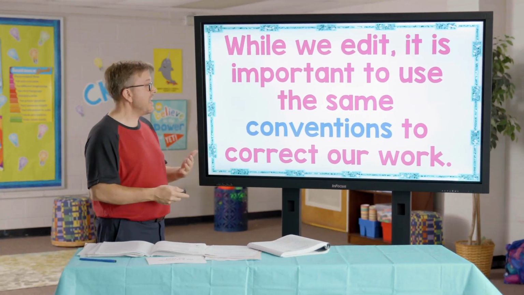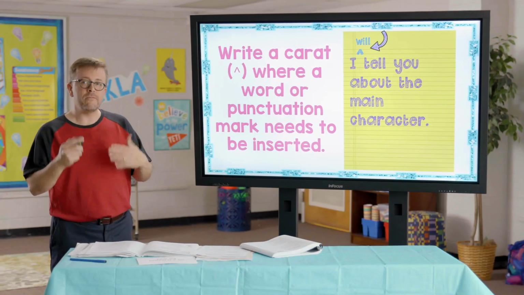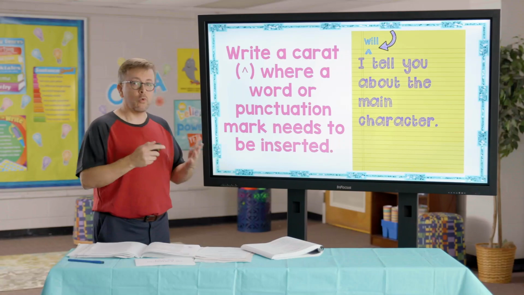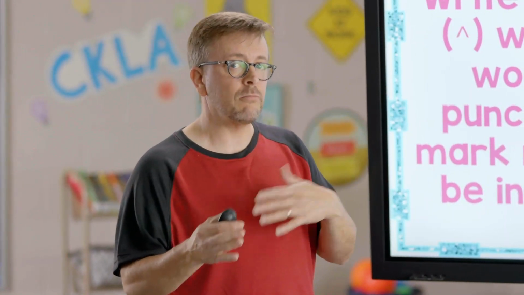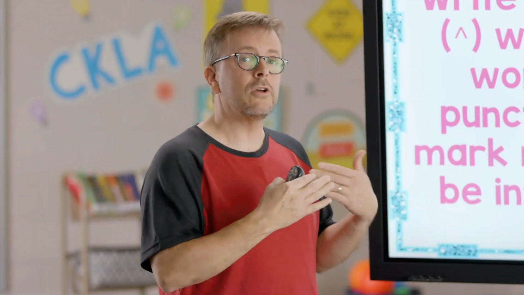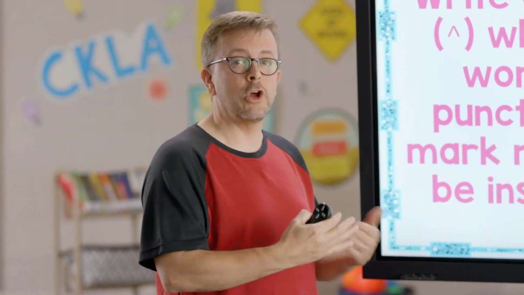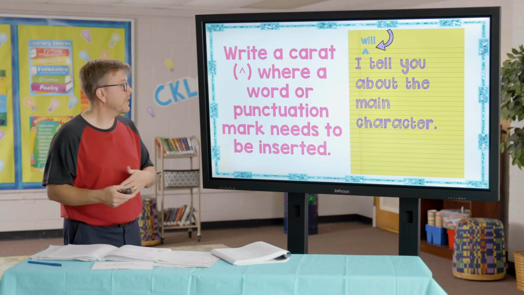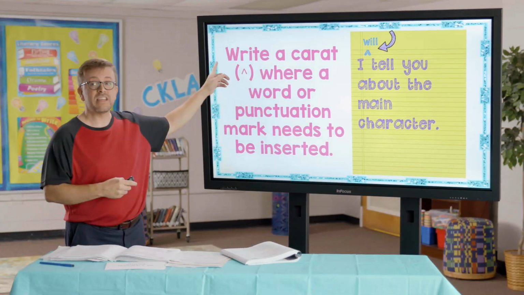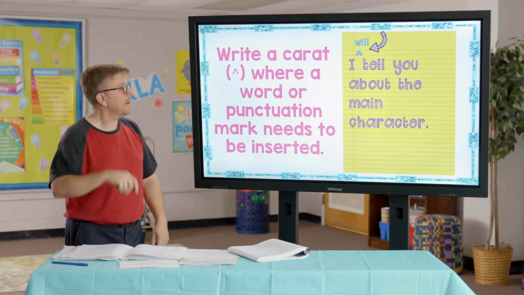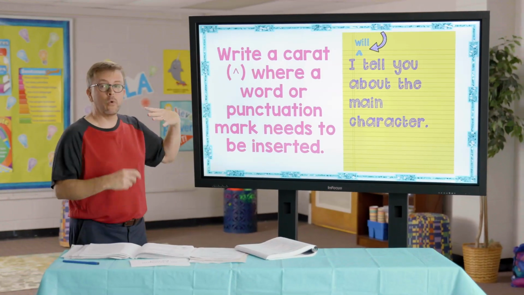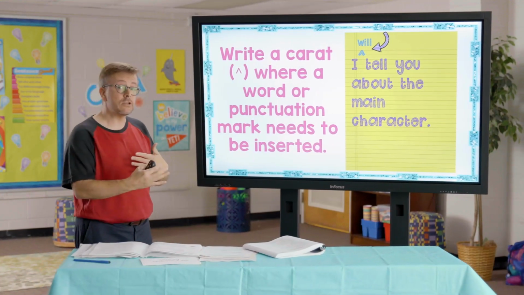So when I'm editing, I'm looking to see, do I need words someplace? Do I need spelling? Do I need capitalization in places? And I have to mark that so that when I look back at my draft, I know what to correct when I rewrite it. So one of the main ones is this caret. It's C-A-R-E-T, not like the carrot you eat. But a caret is where a word or punctuation needs to be inserted into the writing.